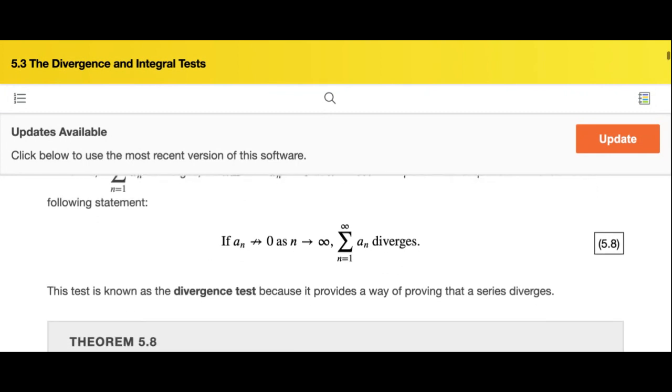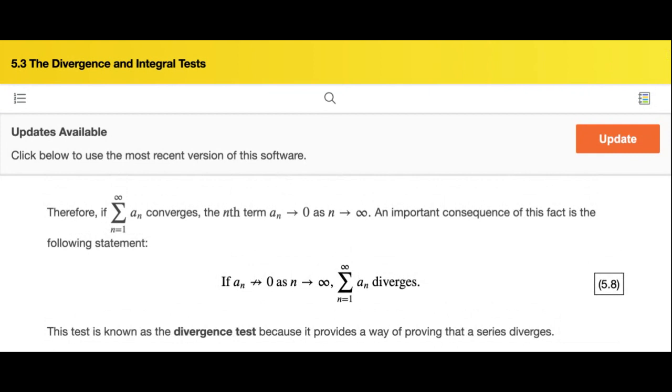All right. Does this make sense? Does anyone have any questions? We're going to learn a couple of tests to tell whether a series converges or diverges. This is the first one, called the divergence test. So we'll use the contrapositive.